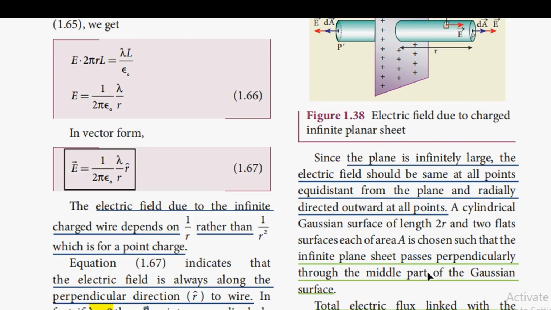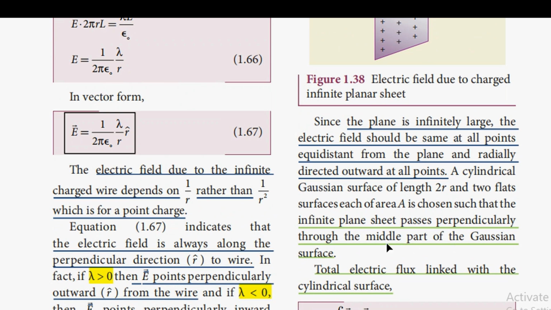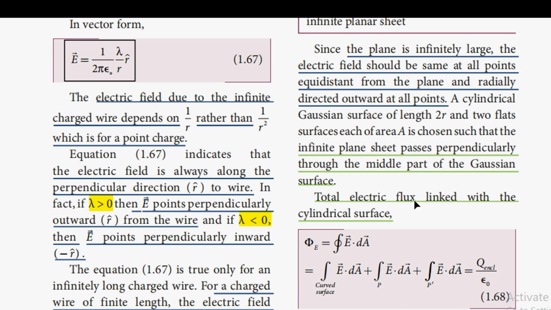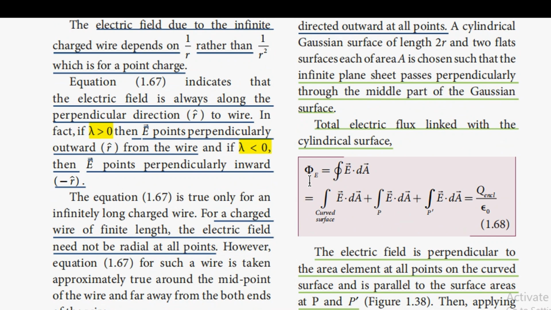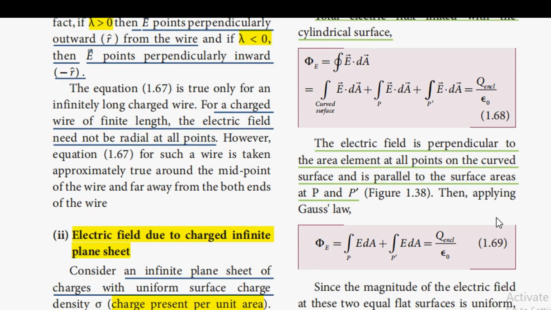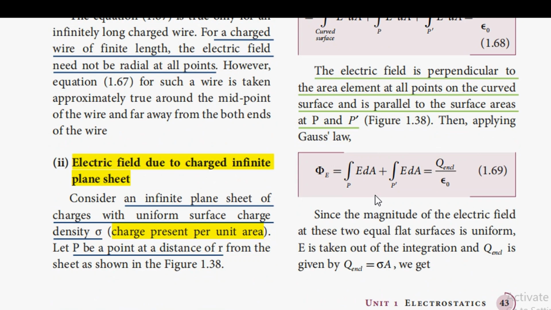A cylindrical Gaussian surface of length 2r and two flat surfaces each of area A is chosen such that the infinite plane sheet passes perpendicularly through the middle part of the Gaussian surface. Total electric flux linked with the cylindrical surface is given by this expression 1.68, phi equal to closed integral of E dot dA, that's given by Q enclosed by epsilon naught. Electric field is perpendicular to the area element at all points on the curved surface and is parallel to the surface areas at P and P dash. Then applying Gauss law, phi E equal to integral E dA plus integral E dA, integrated at the points P and P dash for the surfaces, that's given by Q enclosed by epsilon naught.